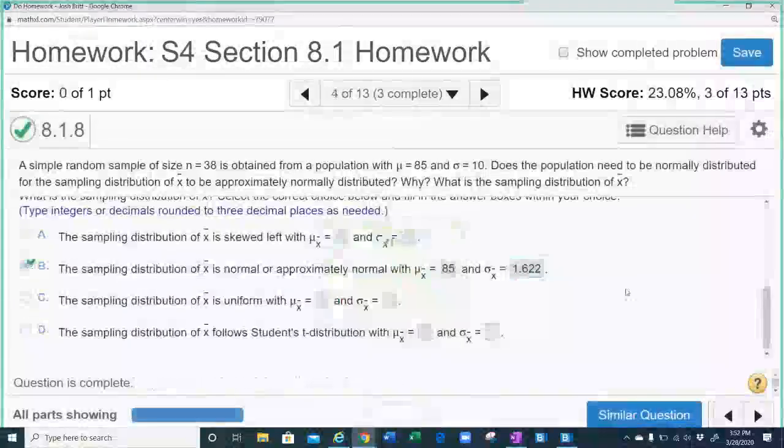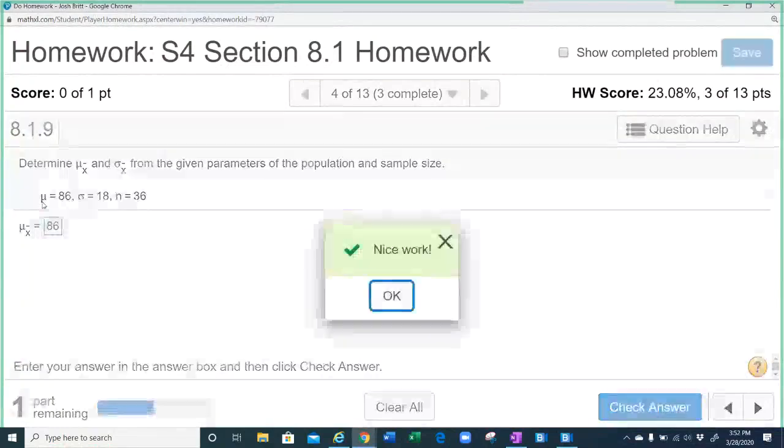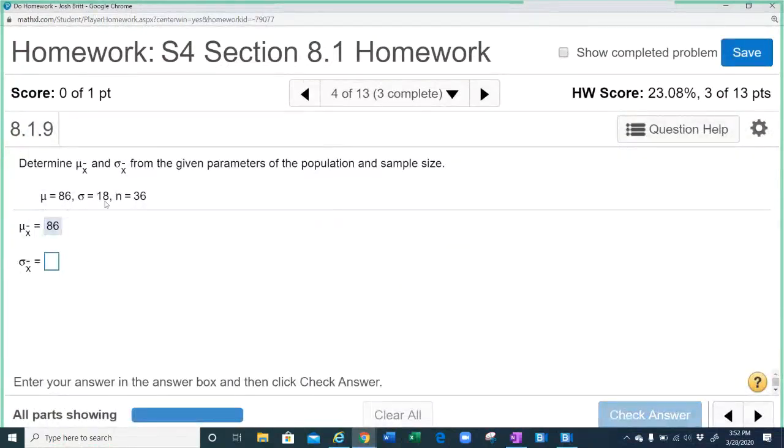And we'll practice again, finding the mean. So the mean again is 86. Just the regular old mean, mu. And the standard deviation is sigma over square root n. So 18 divided by square root of 36. Well, square root 36 is 6, so 18 divided by 6 is 3. So this one.